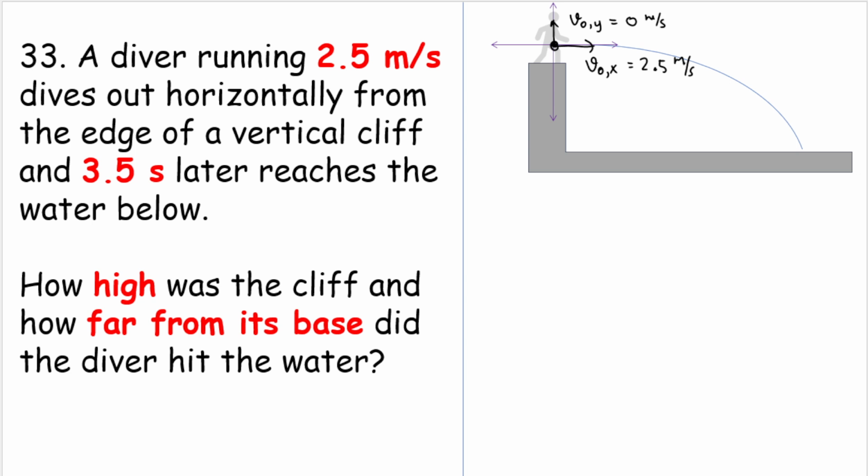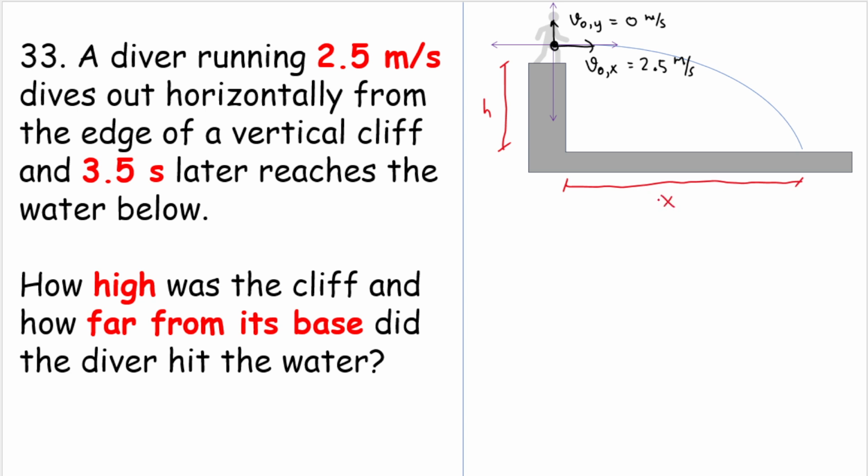Good. And the question is asking us about the height of the cliff, so this one here, h, and also how far from its base. So I will have this here, that he will land there. So we will have x here.